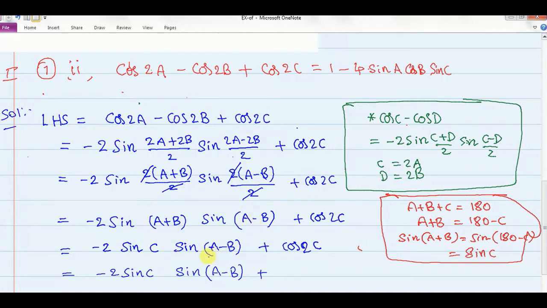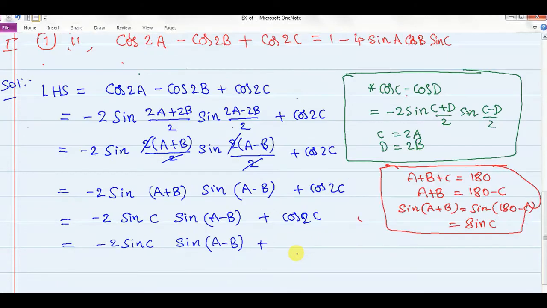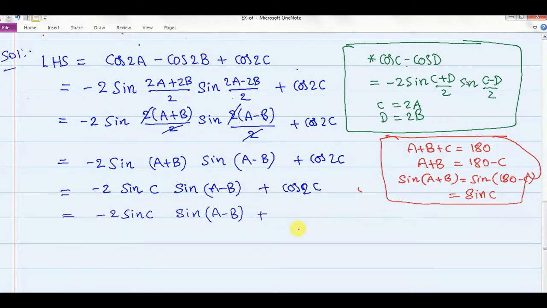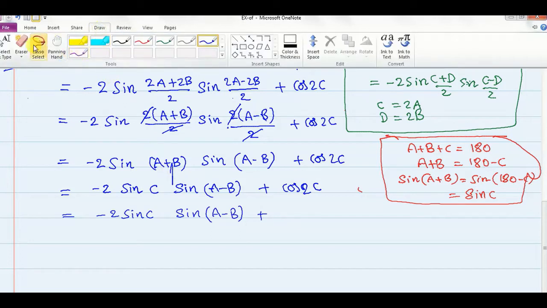Take a look at here. 2 is a common factor for both of these terms. So take out that 2 as a common factor. 2 of (a plus b) by 2, 2 cancel. And here also sin of (c minus d) by 2, 2 is a common factor. So 2 of (a minus b) whole divided by 2, 2 cancel. Keep that cos 2c same. Now we have minus 2 sin of (a plus b) and sin of (a minus b) and cos 2c.